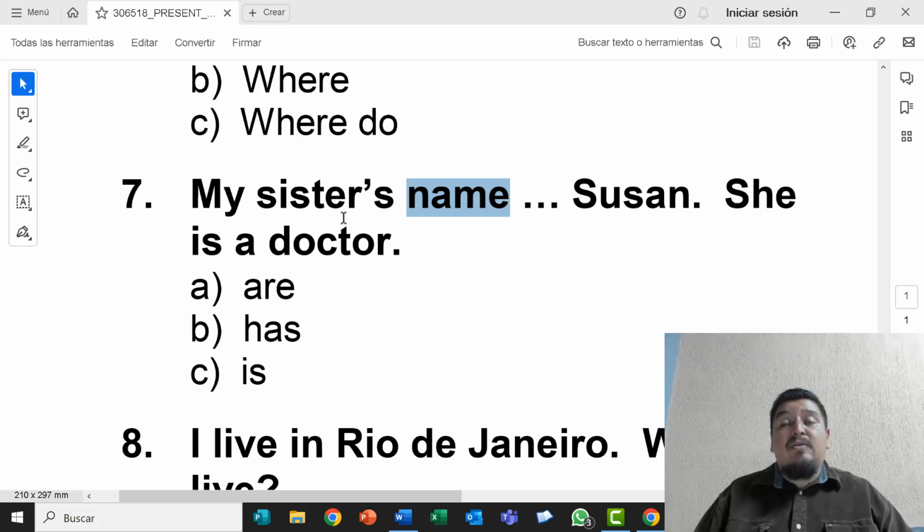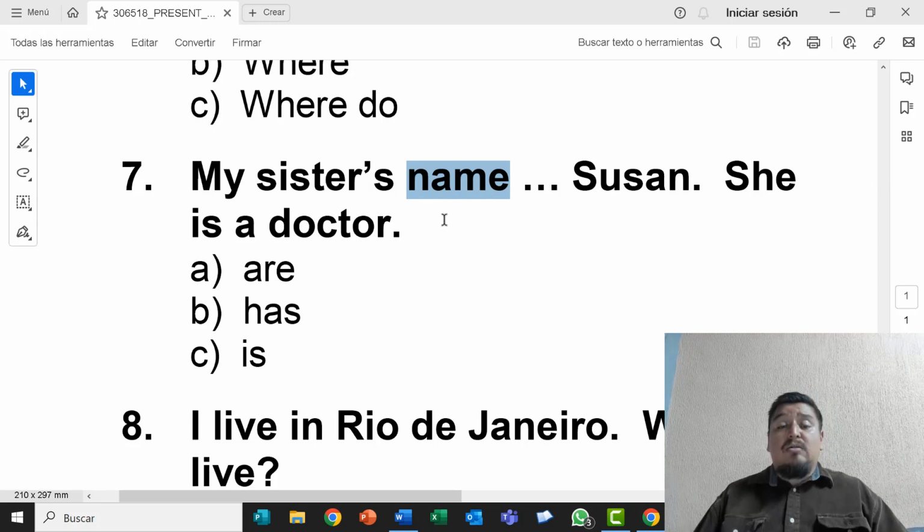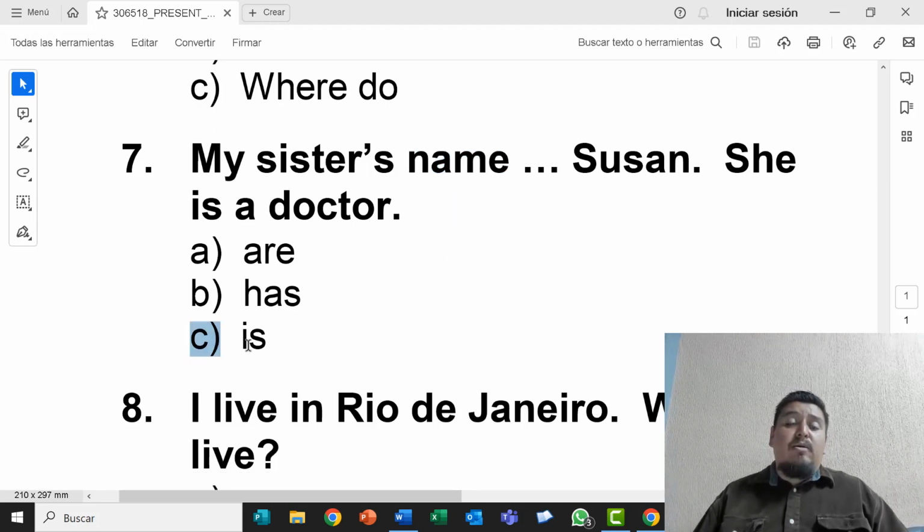So, it means that you are a student if you say, the name of my sister. People use my sister's name, my father's name, my wife's name. So, apóstrofe de pertenencia. The second part belongs to the first. My sister's name. So, el nombre de mi hermana, are, no, porque no es plural. Has, porque no es el verbo tener, sino es Susan. Ella es una doctora. My sister's name is Susan, she's a doctor. So, the correct answer here is letter C.